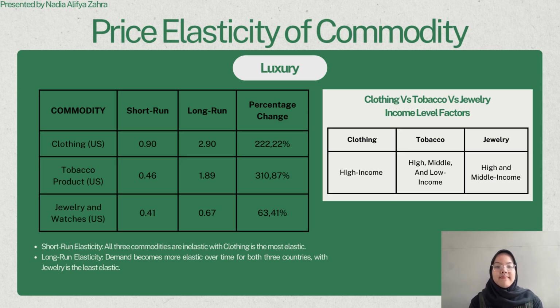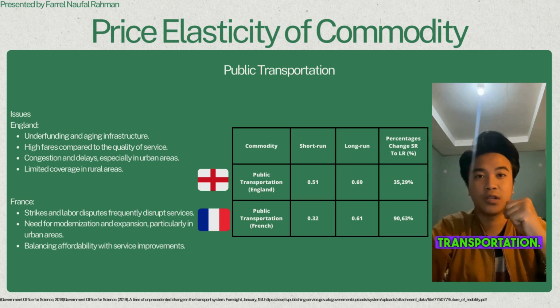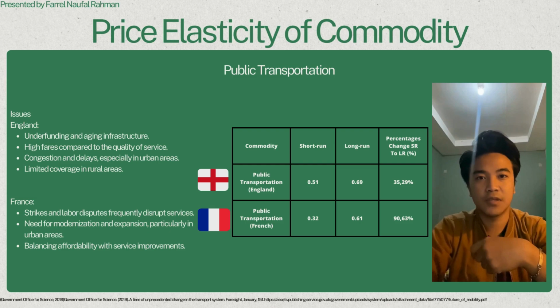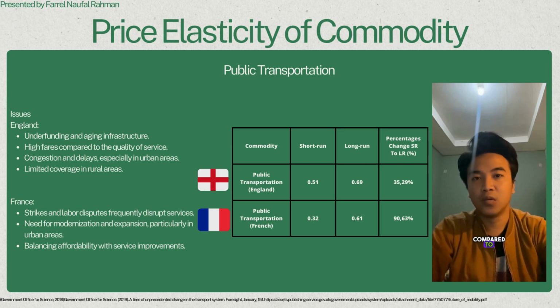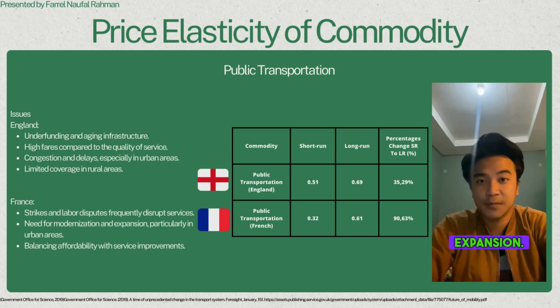I want to explain about price elasticity for commodity in public transportation. The first one is England, with 35.29% of changes, and France with 90.60% of changes. The issues in England are the aging infrastructure and high fares compared to quality of service, and in France, strikes and labor disputes frequently disrupt service, and there is a need for modernization and expansion.